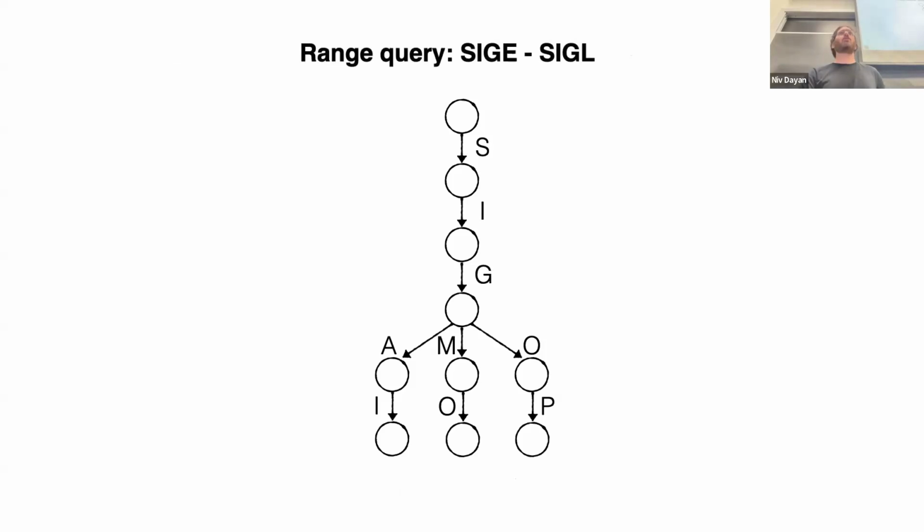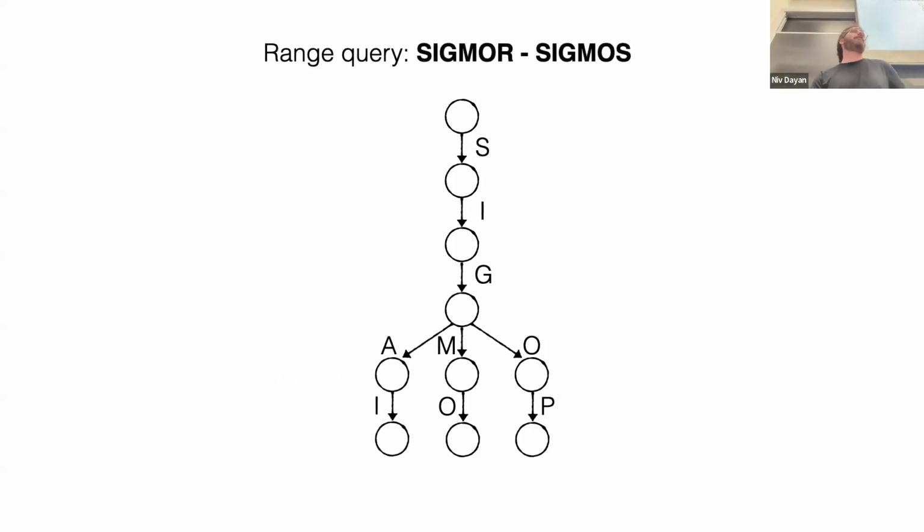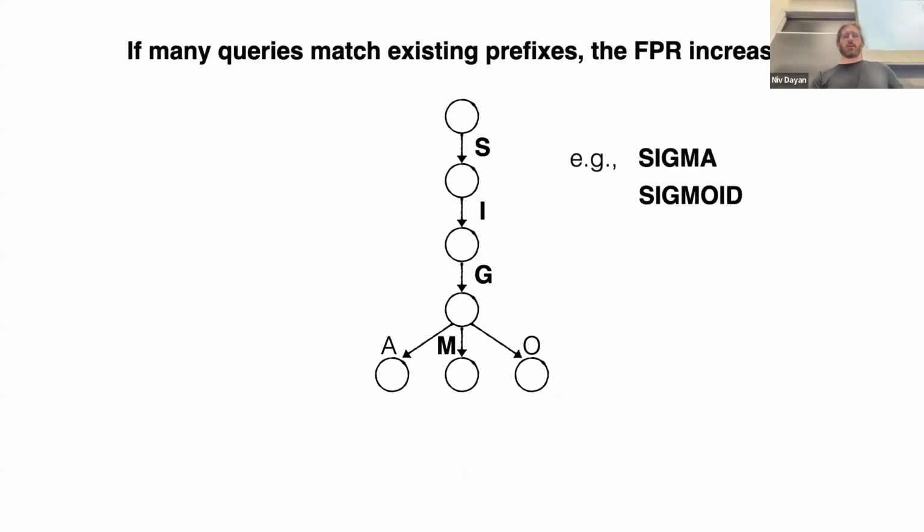Okay. So how do range queries work in general? We might search for a given query range. And if we see that a given query range does not match any existing prefix in the trie, we know that it's a negative. So that's good. However, if you have a range query that matches one or more existing prefixes, right, then you get a false positive. All righty.